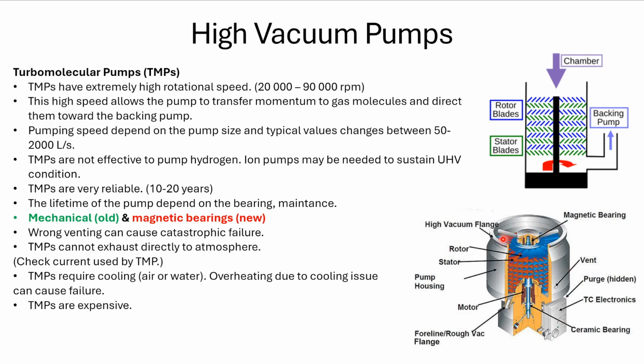Somehow, if you change the pressure inside the system too high when the turbomolecular pump is working, then it can cause a catastrophic failure. And turbomolecular pumps cannot exhaust directly to the atmosphere. The backing pump is very important. And you can understand how the backing pump is working effectively.